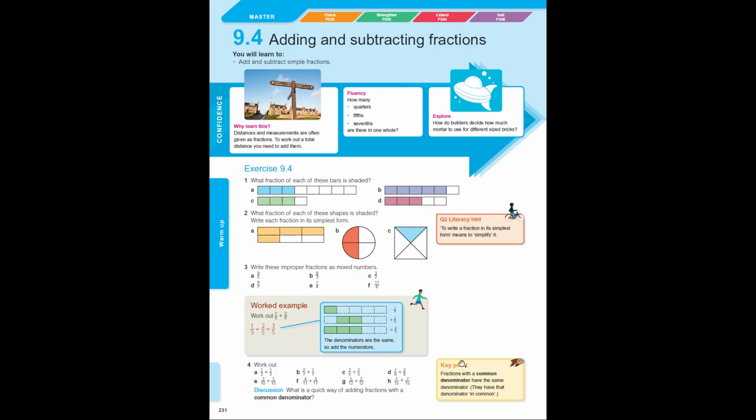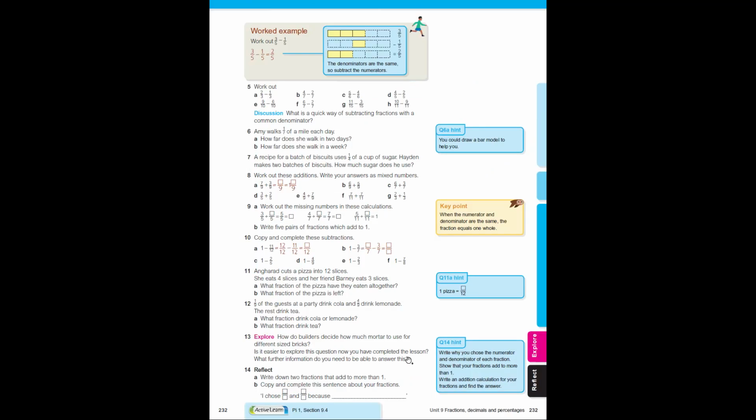So I want you to start at question number 4. Question 4, start at 4 and work your way through. Make sure you write the question and the answer, not just the answer, okay? And work your way through up to question 14. Okay, good luck.